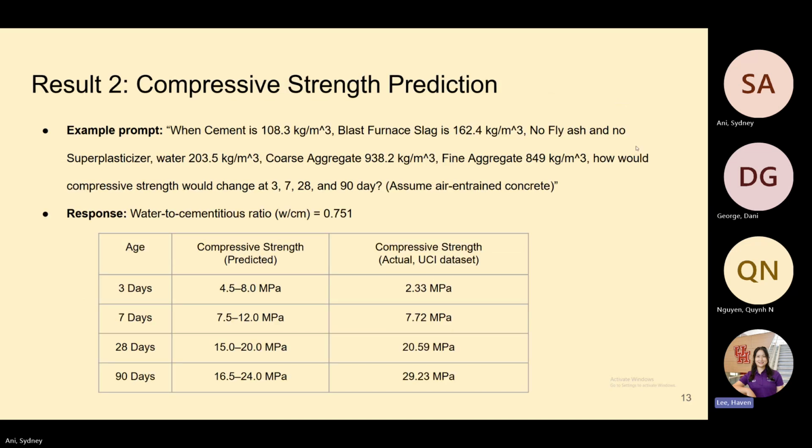This is the example result where we provided specific proportions for the 7 key components of a concrete mixture. When comparing the predictions to the actual compressive strength values from the UCI dataset, the results show good agreement at 3, 7, and 28 days.